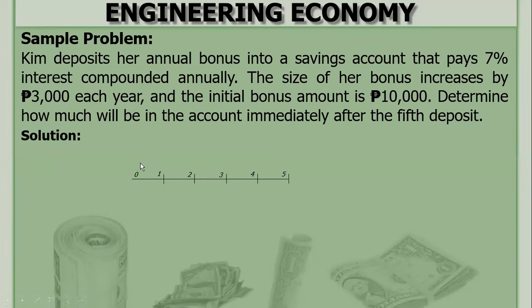Okay. Let's draw the cash flow diagram. Initial is 10,000. Okay. And then it increases by 3,000 each year. And the fifth deposit is 22,000. No? 10, 13, 16, 19, 22,000. So what is asked is how much will be in the account immediately after the fifth deposit.